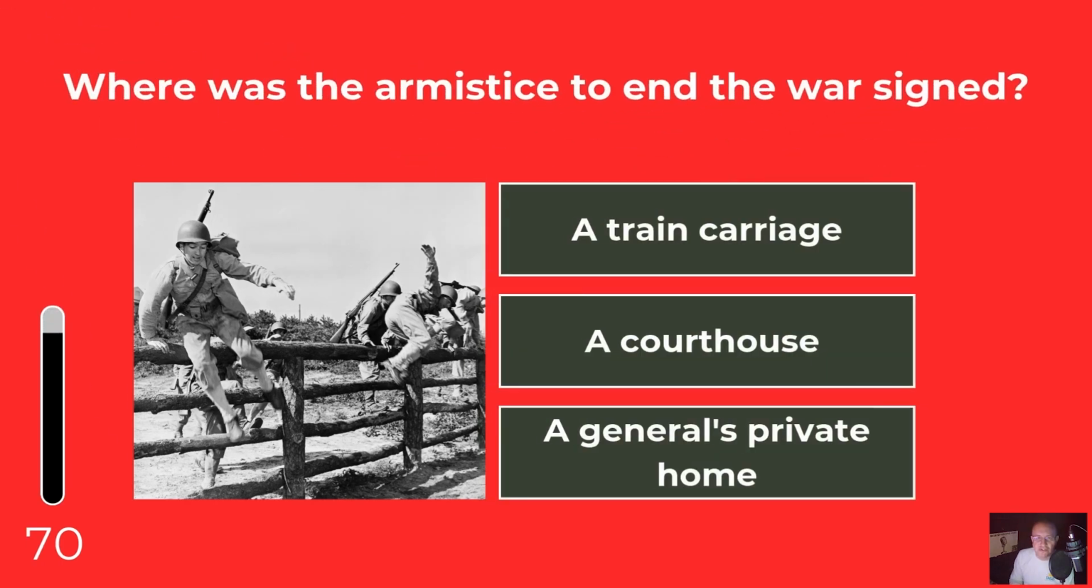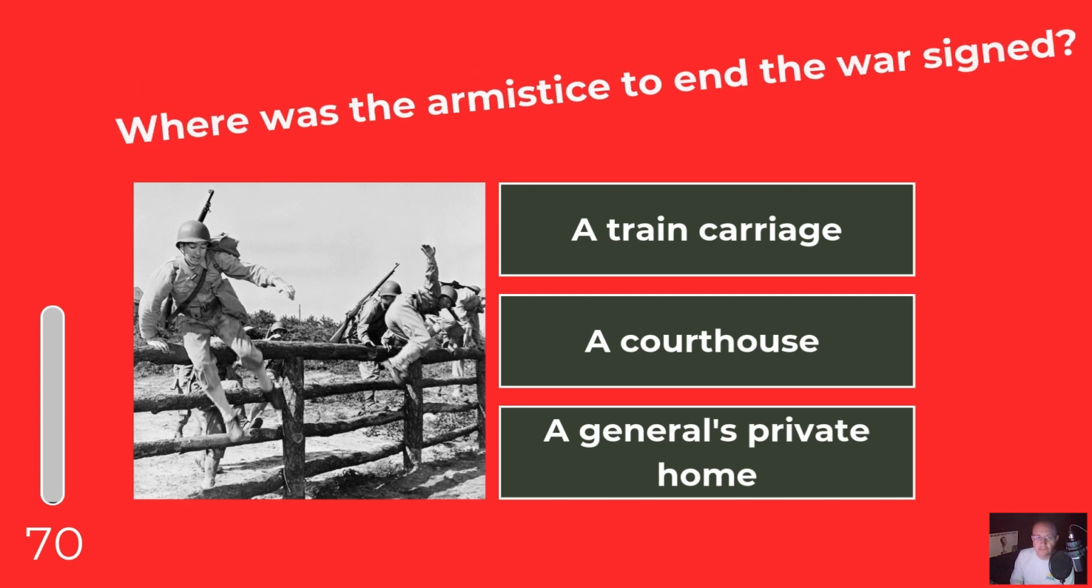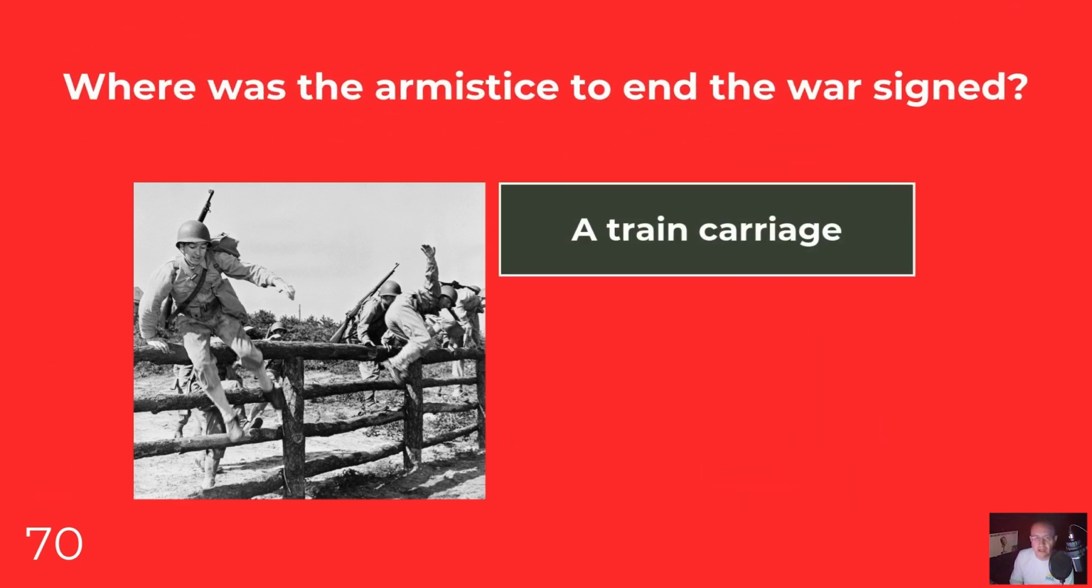Where was the armistice to end the war signed? On a train carriage, in a courthouse, or a general's private home? The armistice to end the war was held on a train carriage.